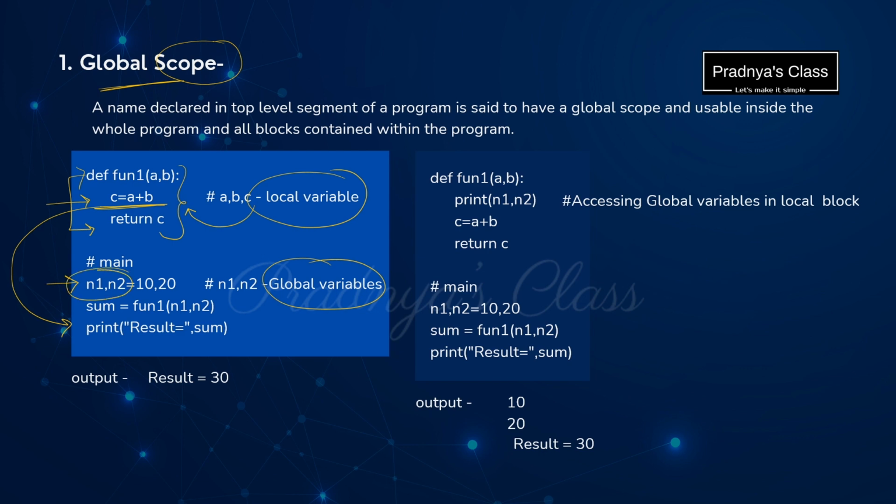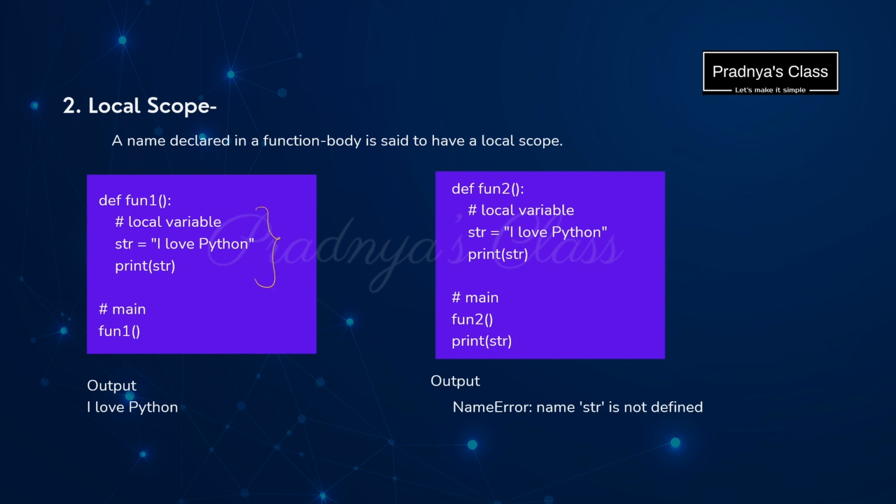But n1 and n2 are global variables. They are accessible throughout the program. You can even access them within the block. So we understood both types of scope. The first is global and the second is local. The variables with the global scope can be accessed throughout the program, but the variables with the local scope will be confined to the particular block. If we look at this example, this str is a local variable.